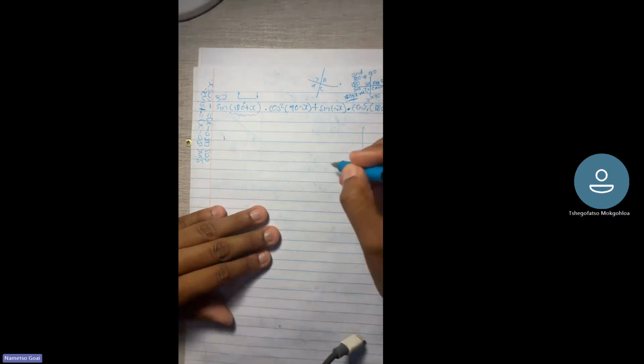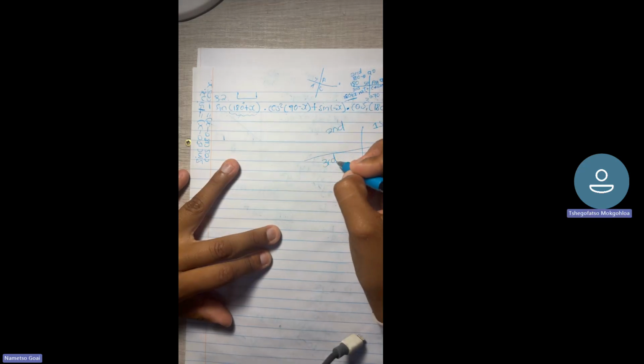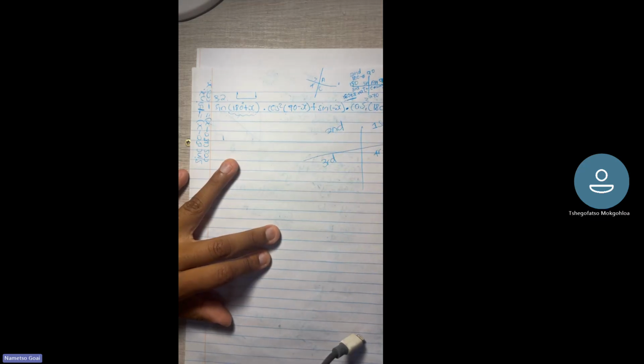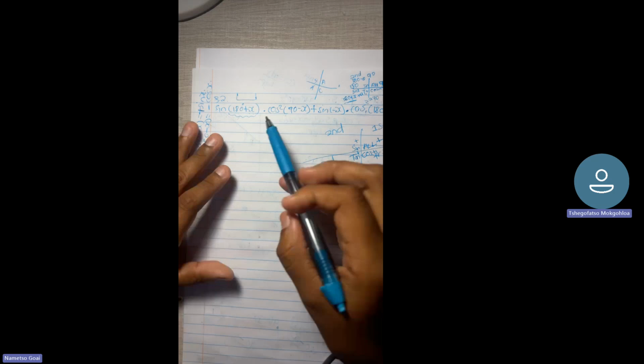Okay, look at this. This is the first quadrant, this is the second quadrant, this is the third quadrant, and this is the fourth quadrant, right? Remember we said here, all trig functions are positive. Here only sine is positive. Here only tan is positive. Then in the fourth, we said cos is positive, right?